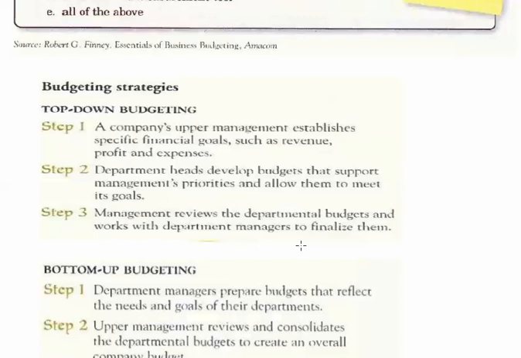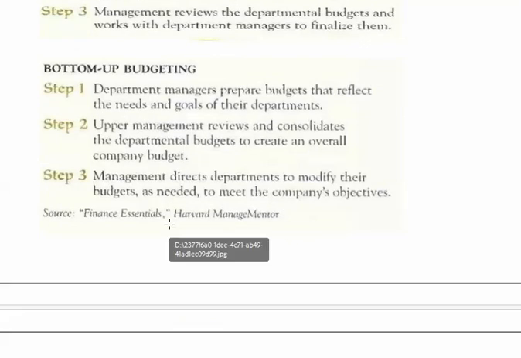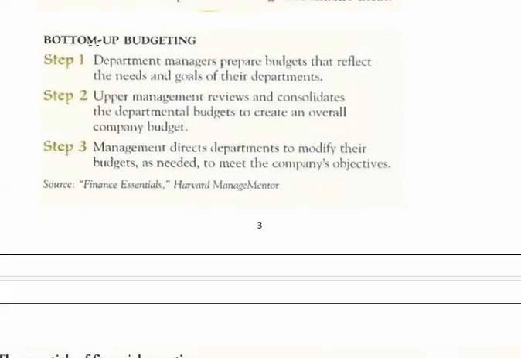Again, budgeting strategies, top-down budgeting. A company's upper management establishes specific financial goals such as revenue, profit, and expenses. Department heads develop budgets that support management's priorities and allow them to meet its goal. Management reviews the departmental budgets and works with the department managers to finish them. This is the first strategy.